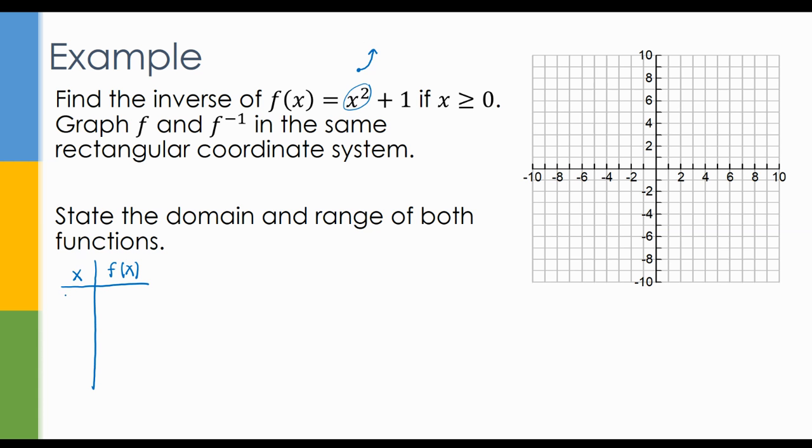I'm sorry, I have to have my x values be greater than or equal to 0. So I'm going to start at 0. I'm going to do 1, 2, and let's even do 3. If I square 0, it's still 0, but then I have to add 1 onto it, so that gives me 1. Square 1, I get 1, add 1, I get 2. 2 squared is 4, add 1, I get 5. 3 squared is 9, add 1, and I get 10. So those are the ordered pairs for this original function f of x.